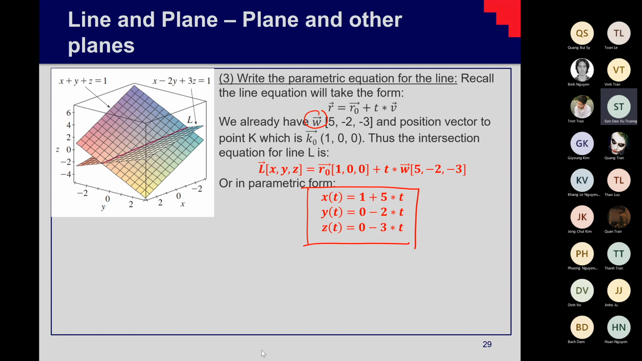And after we have found t, we can put the value of t into step 3, the parametric equation for line L, to find the x, y, and z coordinates of the point K. So let's work on one example to illustrate the concept.